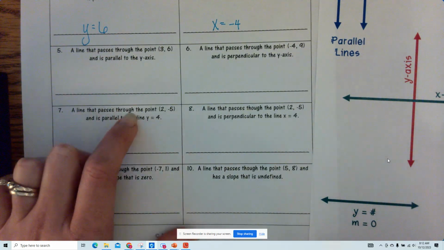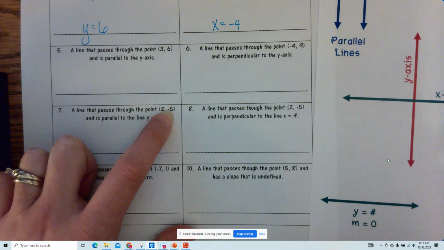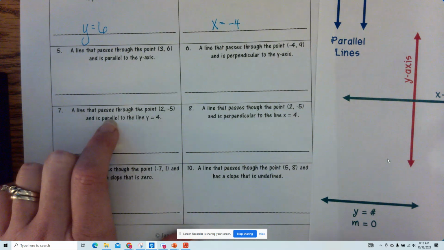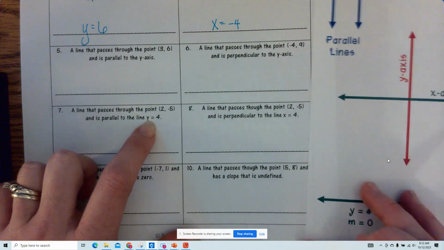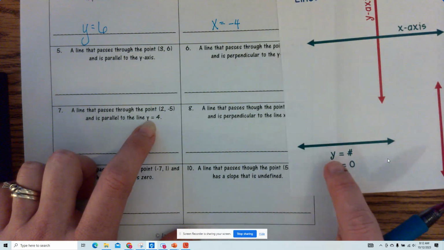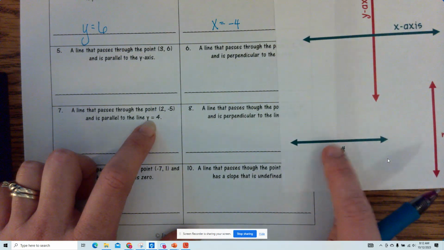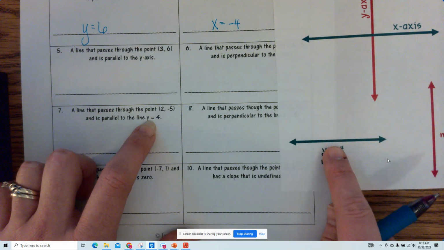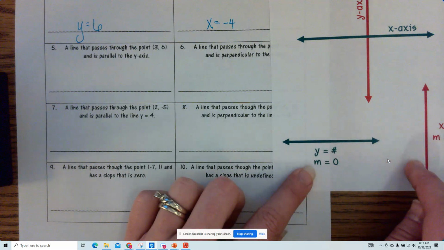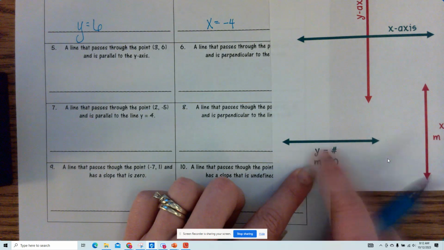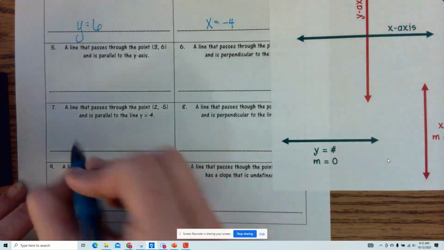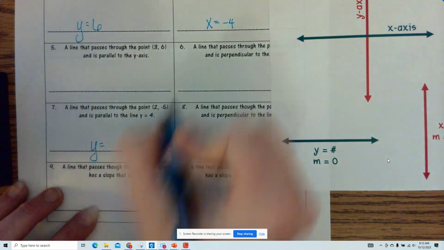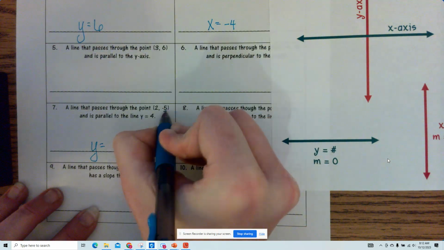Okay, a line that passes through the point 2, -5 and is parallel to the line y equals 4. So y equals a number is going to look like this. If it's parallel to this, is it going to be horizontal or vertical? It's going to be this way. So we know it's y equals, and then it's whatever the y value in that ordered pair is.